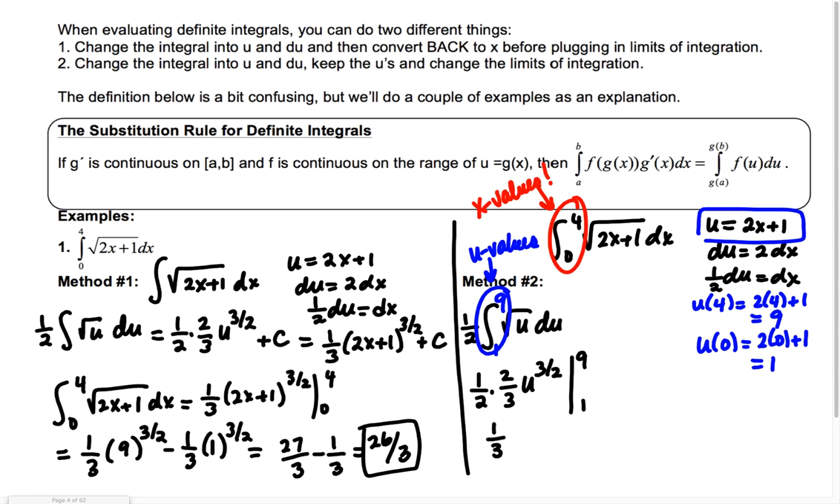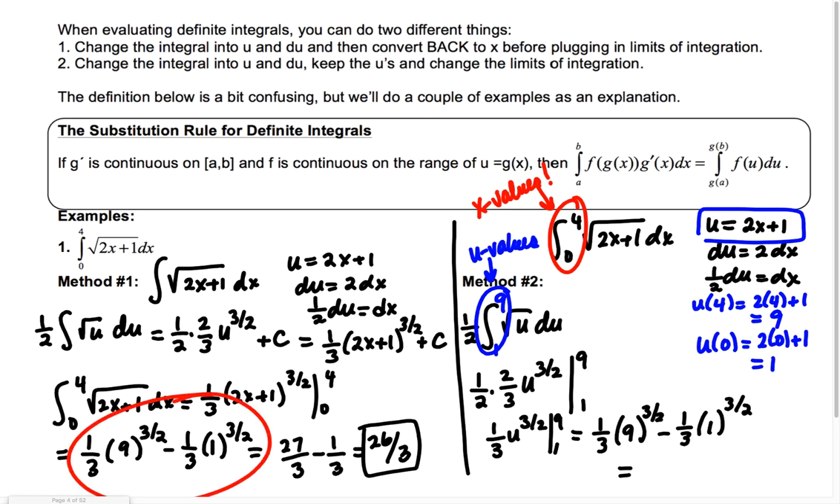So I have 1/3 u to the 3 over 2 going from 1 to 9, which ends up being 1/3 9 to the 3 over 2 minus 1/3 1 to the 3 over 2. Have we written this before? Yeah, we just did that. That was right here.